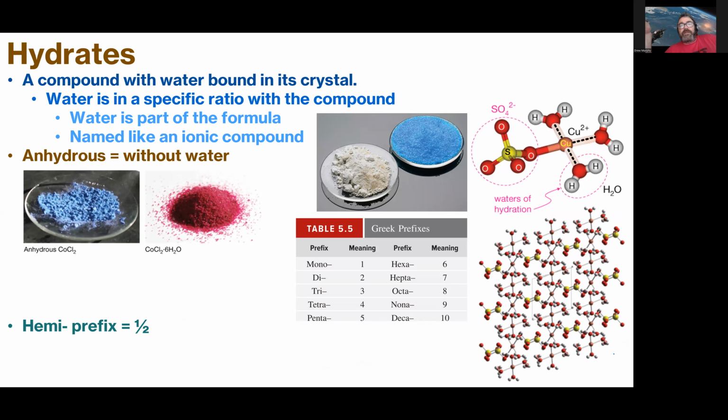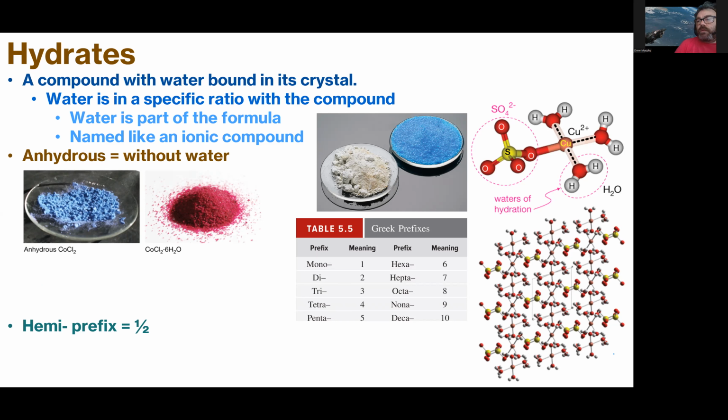All right, let's talk about hydrates. A hydrate happens all the time. Hydrates are some sort of compound that has water bound in its crystal. The key here is the water is bound in the crystal. The water is part of the compound itself. It's in a specific ratio with the compound, and the water becomes part of the formula, right?